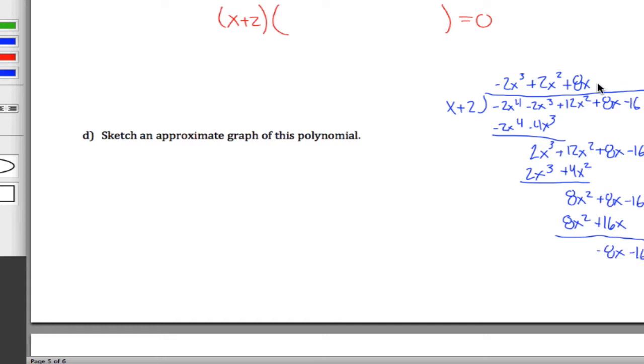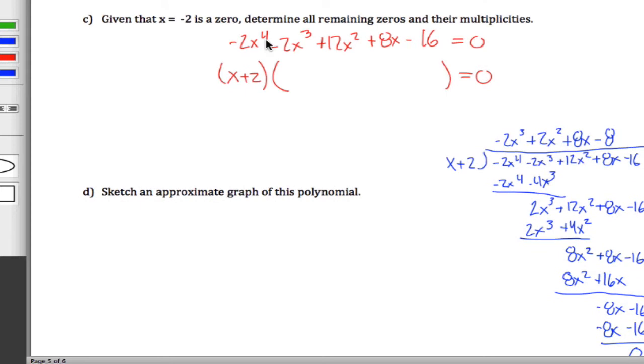And so to get rid of this negative 8x, I need a negative 8 up here. Negative 8 times x is negative 8x. Negative 8 times 2 is negative 16. If you subtract, you get 0, which is good. I should get no remainder. That tells me that this thing is equal to negative 2x cubed plus 2x squared plus 8x minus 8. So given that x equals negative 2 is a 0, it must factor to this thing.